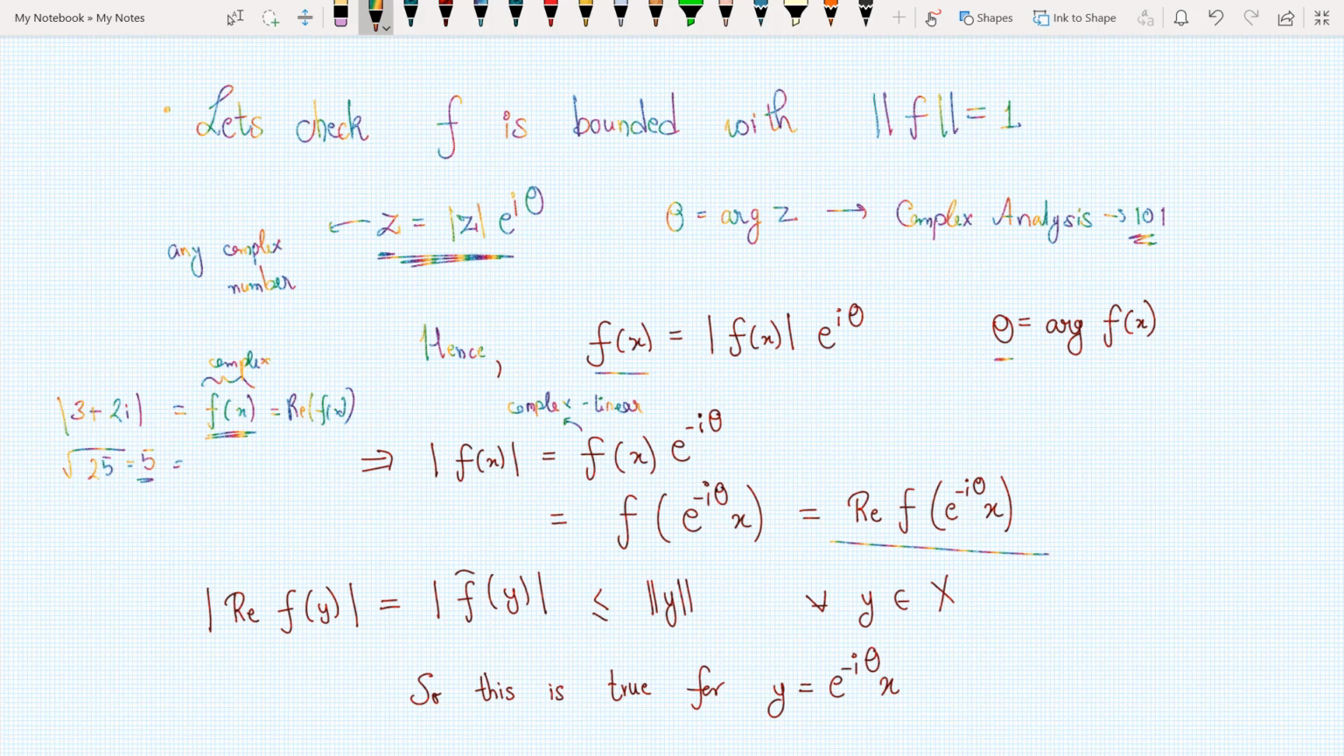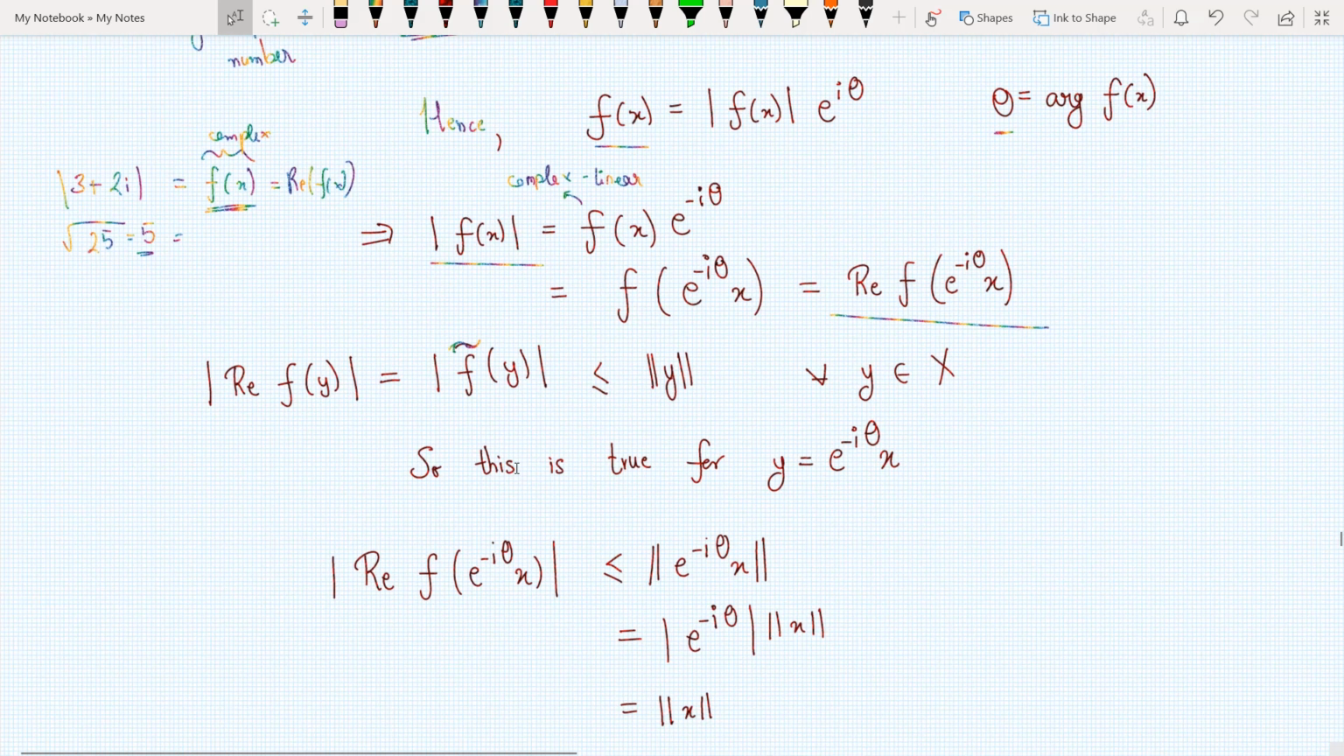So I can write mod of f of x is equal to f of x e to the power minus i theta. I can take the e to the power minus i theta inside, and then since it is equivalent to mod, I can write it as the real part of f e to the power minus i theta x. And now I can put a mod on both sides. So I know that the real part of f of y, let me call this y, is equal to f of y, and I put a modulus on both sides. But for this f tilde, I know that this is less than or equal to the norm of y, because the norm of f tilde was less than or equal to 1, as I have shown before. And so this is true for y equal to e to the power minus i theta x.